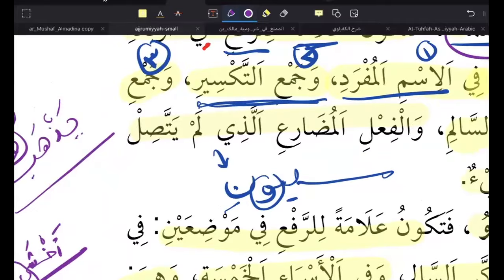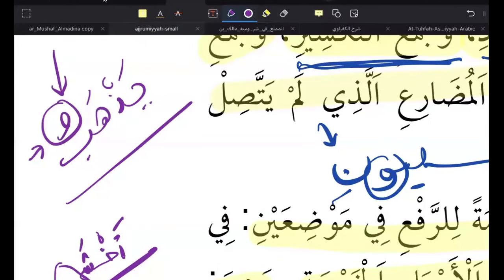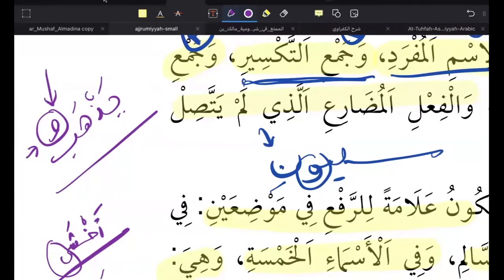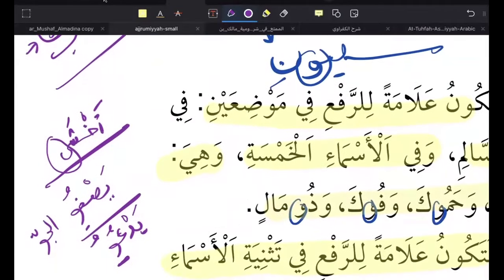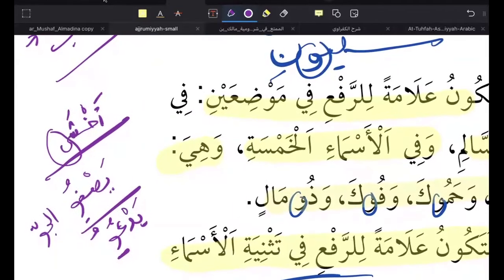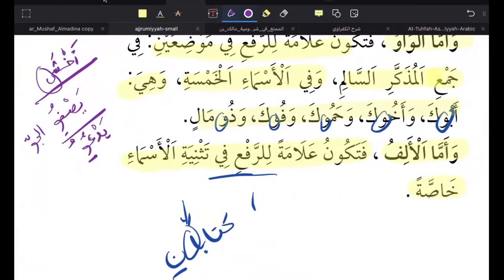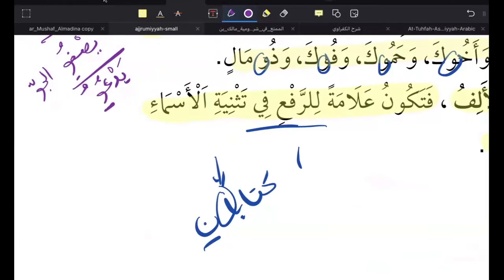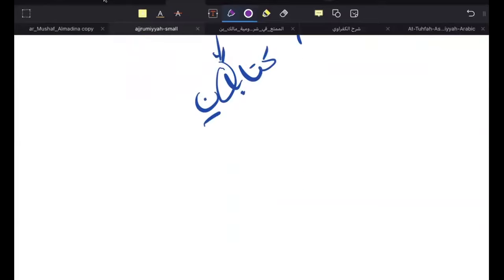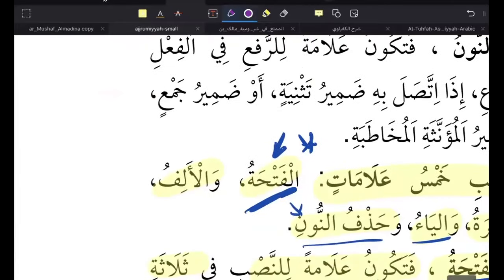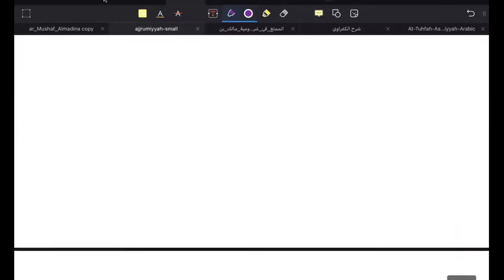When you have a raf' state, nothing is connected to it, your 'alama would be damma, but the damma can be zahira or it could be muqaddara. This is something that you have to know. If it's alif, waw, or ya, all of these three cases, your damma would be taqdiri. Fahimtum? Something to keep in your mind. And this taqdiri concept is exactly the same thing with regards to nouns or verbs. So this is something that should be easy in a sense. Now, we're still at the raf' state.